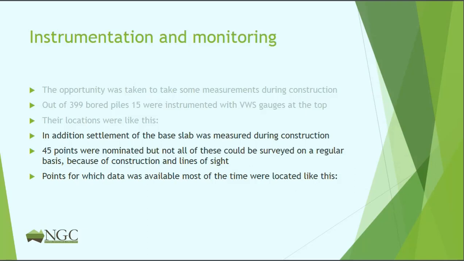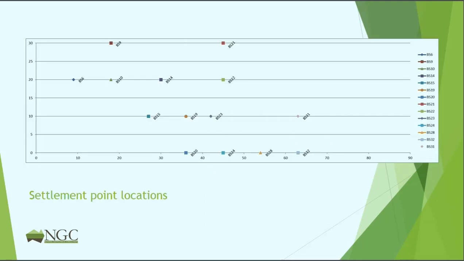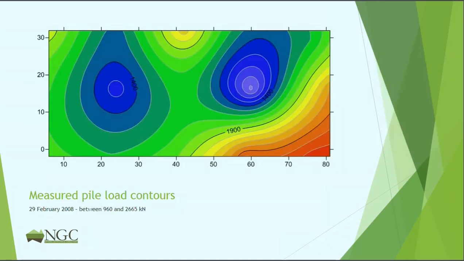In addition to measuring the load in the piles, we measured the settlement of the base slab during construction. The engineer nominated 45 points for survey, but it's a construction job, it's in a basement. They couldn't all be seen by the surveyor every time, but the ones that could be seen most of the time had that sort of distribution.